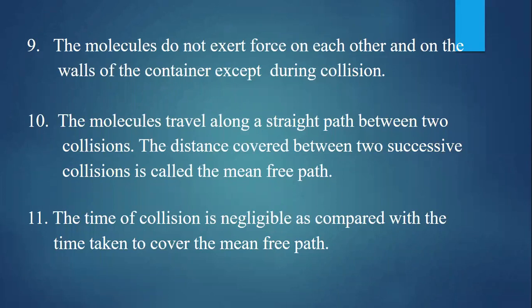So up to 1 meter, it will move freely. After 1 meter, it will collide with another molecule. Then after 1 more meter, it will move freely, then a collision will take place. That is the meaning of mean free path. So the distance covered between two successive collisions is called the mean free path.